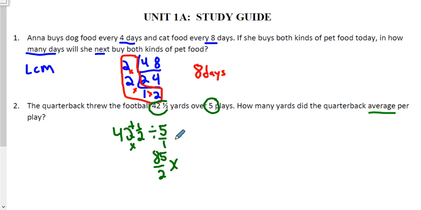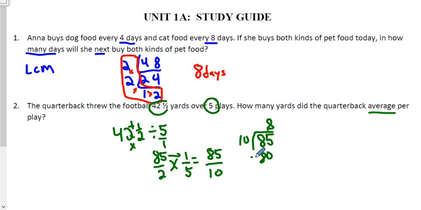So the reciprocal of 5 is 1/5. And now I can go straight across. 85 times 1 is 85. 2 times 5 is 10. That's an improper fraction, so I can do 85 divided by 10. Goes in there 8 times. And 8 times 10 is 80. 5 left over.